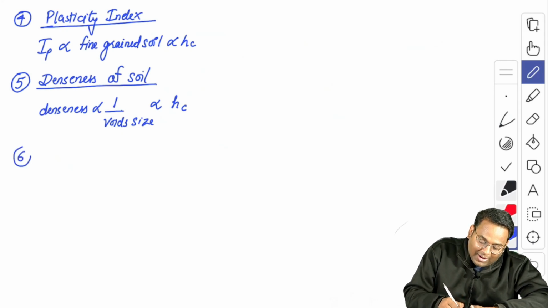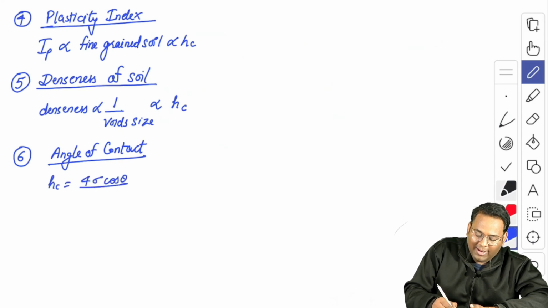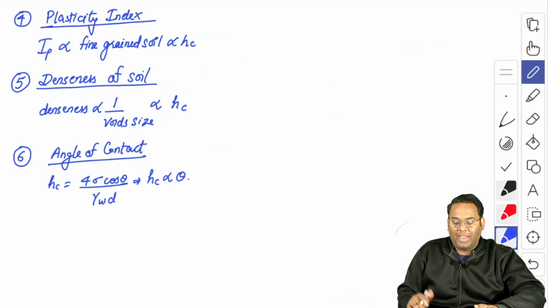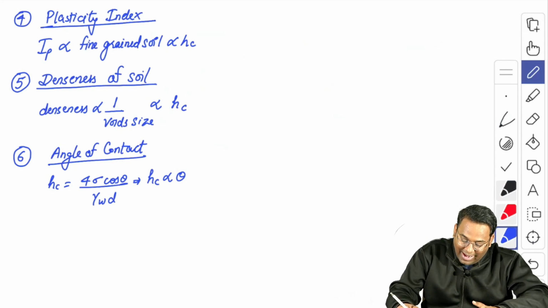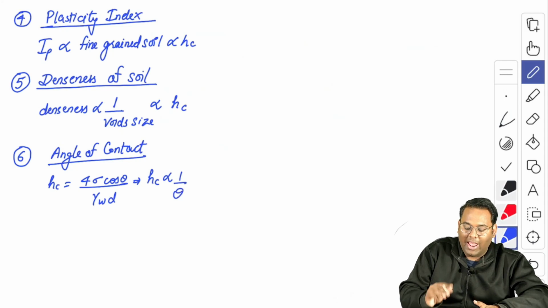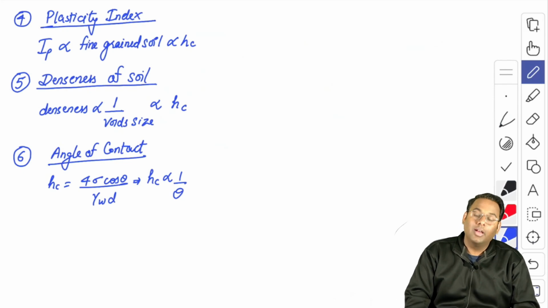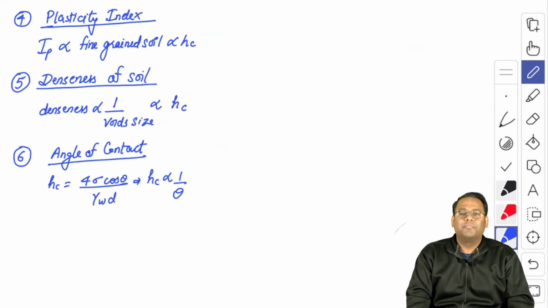Now the sixth factor that we are going to discuss here is the angle of contact. And yes, you already know the formula, that is 4 sigma cos theta divided by gamma w into d. Hence the value of HC is inversely proportional to the angle theta, because more is the value of theta, obviously cos theta will keep on decreasing. So that is the simple term.